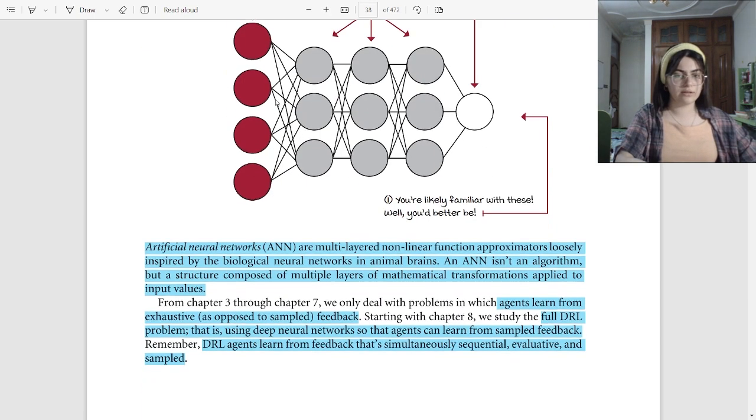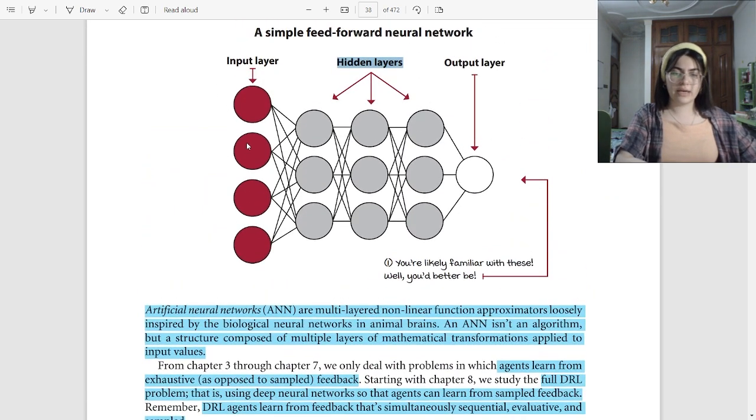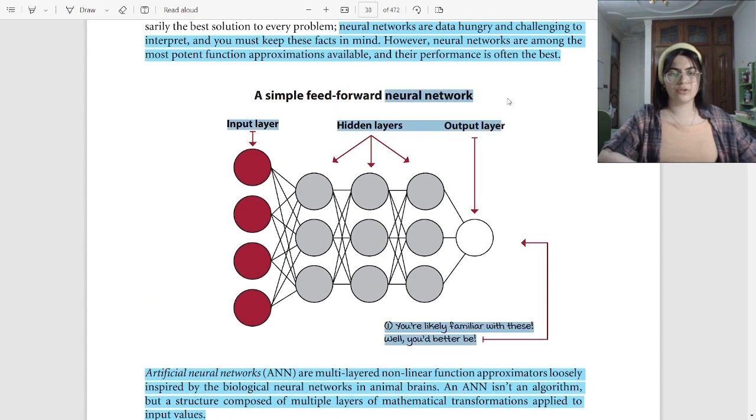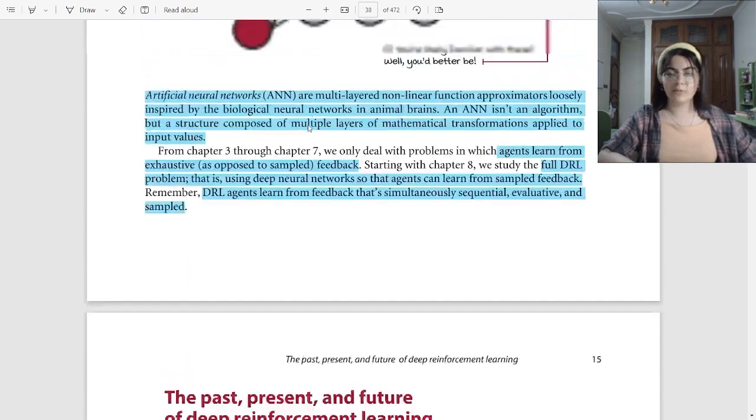Okay, so this is a simple feed-forward neural network where we have an input and output layer, and then there are some hidden layers. Here we have 3 hidden layers. You have to be familiar with these for this book, but I think there will be some more explanation along the way. Even if you are not, I'll try to cover the basics at least. Just know that we use neural networks for deep reinforcement learning for now.